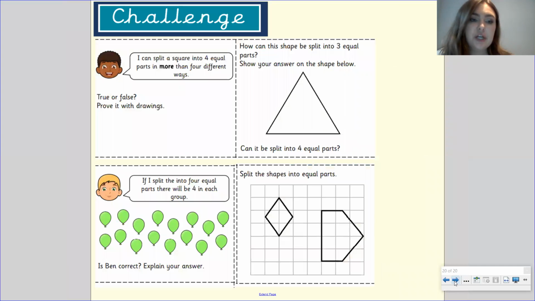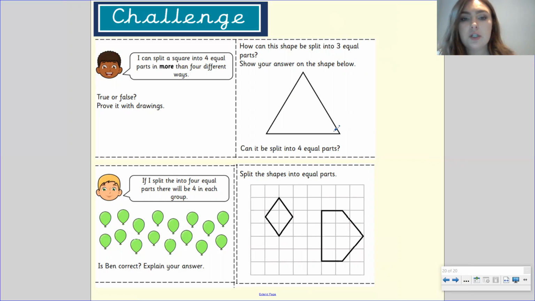And the challenge. So you've got 4 questions that you can answer. I can split a square into 4 equal parts in more than 4 different ways. True or false, prove it with drawing. So you need to say true and then prove it by drawing it. Or false and then prove it by drawing it. Then it says, if I split this into 4 equal parts, there will be 4 in each group. Is Ben correct? Explain your answer. So you would say, yes, he's correct because, or no, he's not correct because.